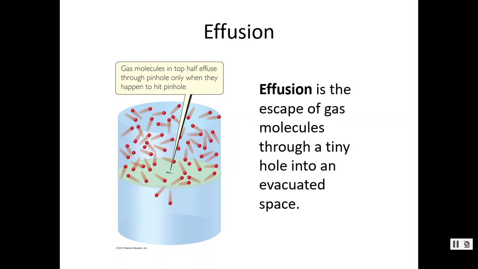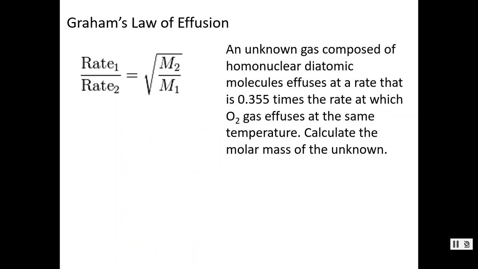So that is effusion. And we can calculate rates of effusion using Graham's law of effusion, which basically says the ratio of rates, the speed at which a gas effuses, is equal to the ratio of the square root of the inverse molar masses. So let's end our time together with this chapter doing this example problem, which is similar to one on MindTap.